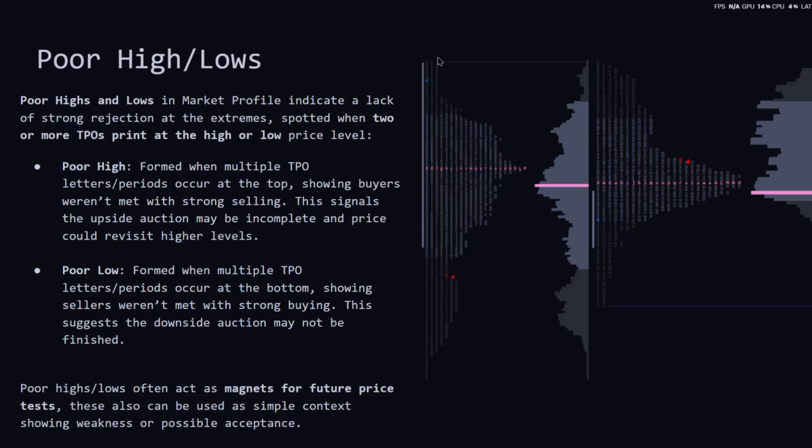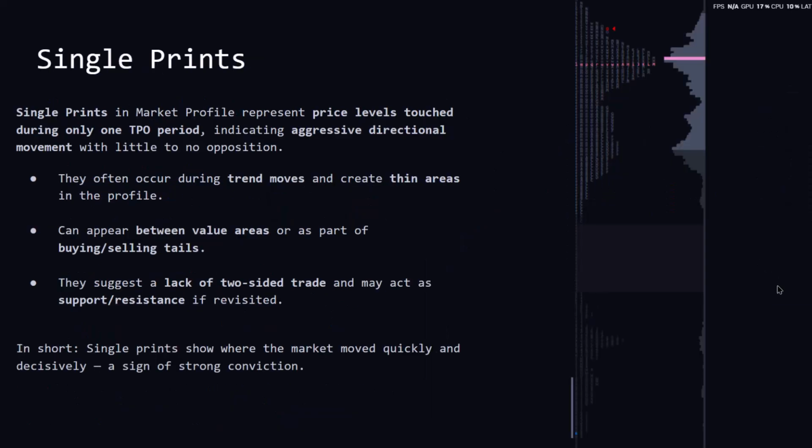It's just showing that we're weak at this area, right? Weaker than this clearly because we have a tail. Here we're weak. We're also pretty weak here because we only have one period. Poor highs and lows often act as magnets for future price tests. These also can be used as simple context showing weakness or possible acceptance. All right, really simple. Nothing much after that.